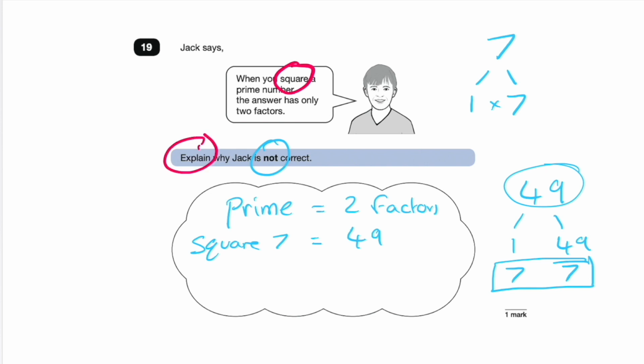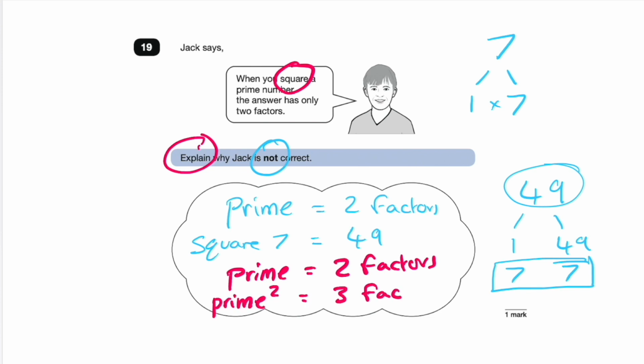But we need to explain this a little bit. So we can say that a prime number equals 2 factors, and if we square a prime number, we get 3 factors. Hopefully you can see that, because just by definition, if we square a number, we're automatically giving it another factor, because we're multiplying it by the 7s, and that would work with any prime number.